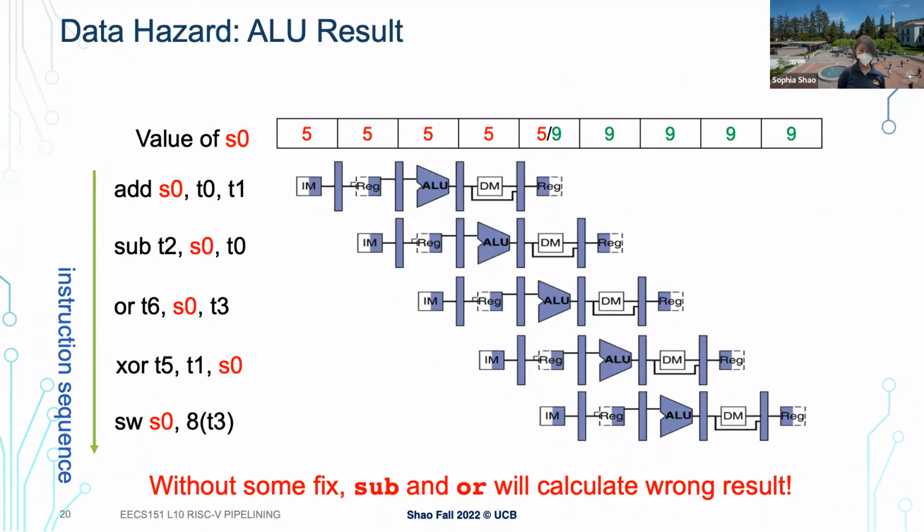So now let's take a look at another example where, instead of T0, S0 is used everywhere. Every instruction after the first instruction is actually using the value of S0, which is being initialized in the first instruction. So here, this value of S0, 5, is old data, and the 9 is new data.